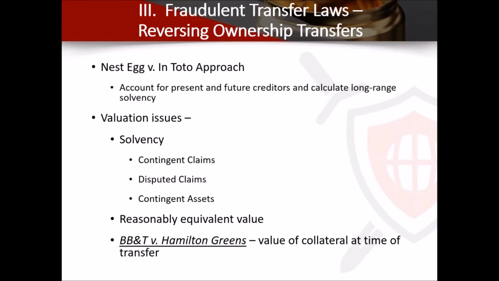There are these different theories. There are academic theories, such as the nest egg. If you're saving money every month, and you're moving that money into a protected vehicle and you keep doing it, well, your intent is to just keep doing it. You're not avoiding a particular creditor.